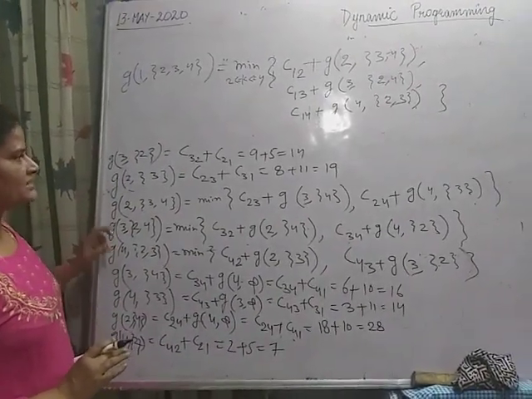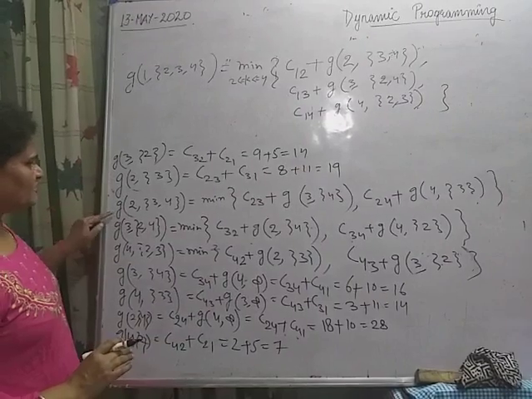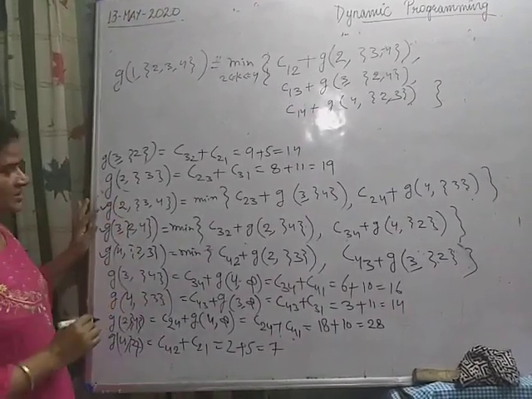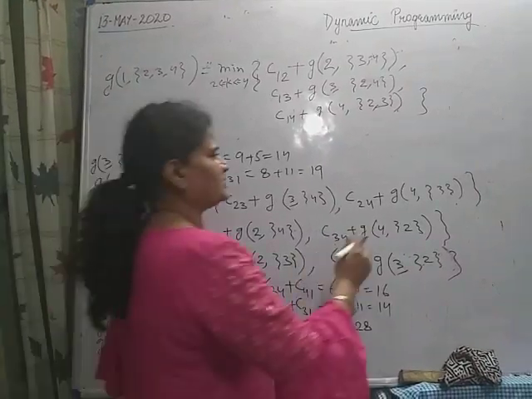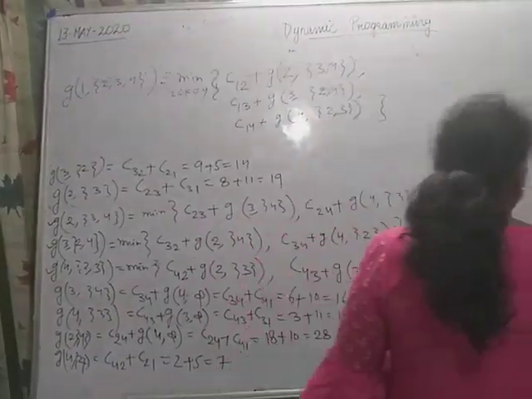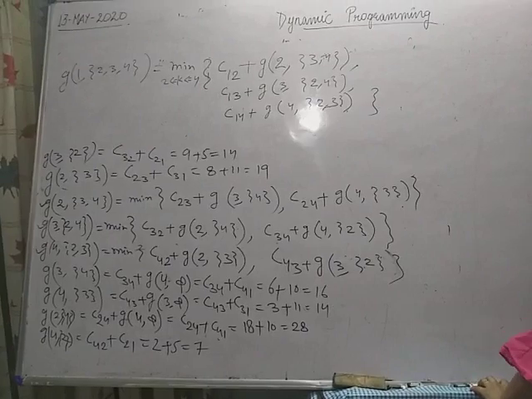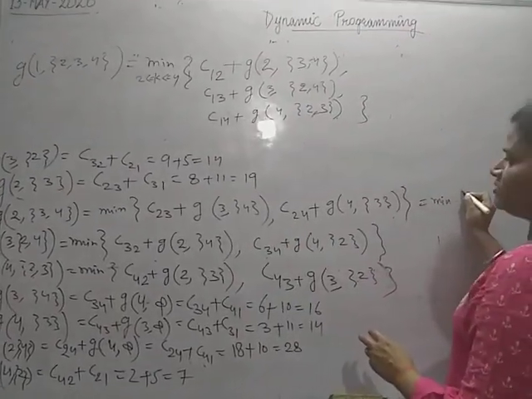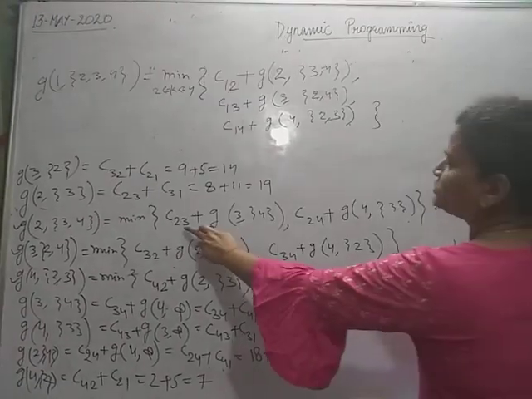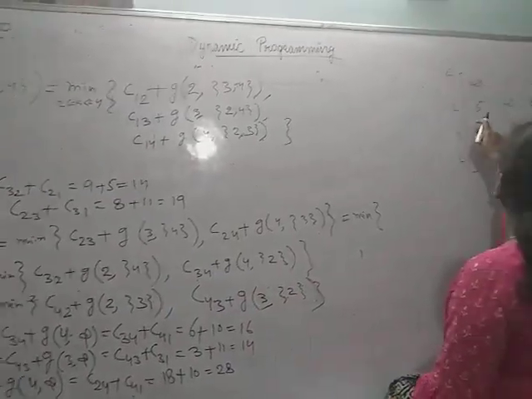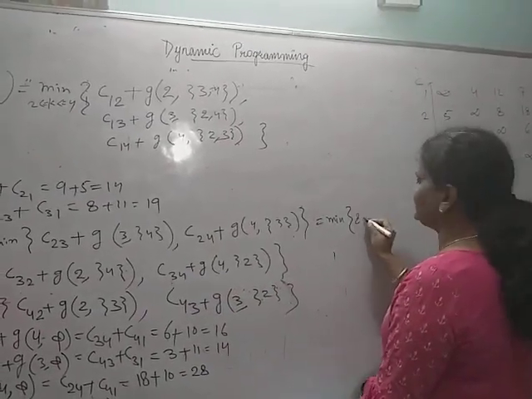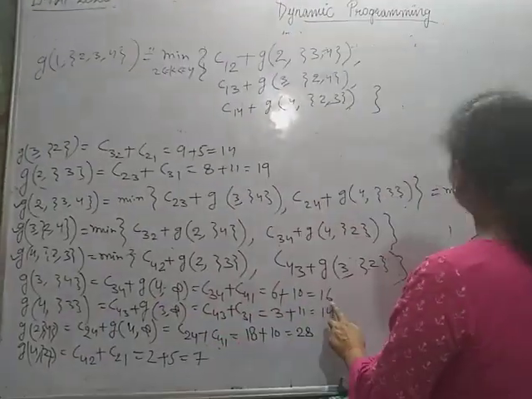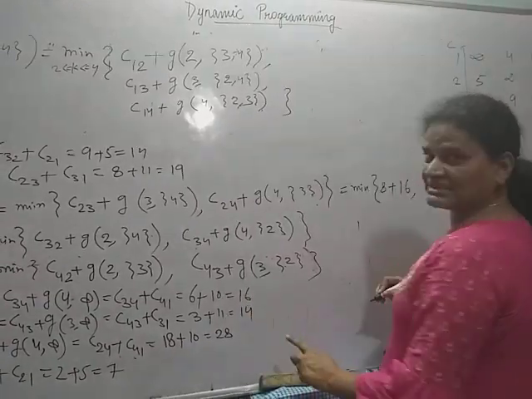And now this here, this one. So we put these values in here to compute G234. Now G234, I will get minimum of what? C23 is 8. 8 plus G34. देखो G34 की वैल्यू क्या थी? 16. 8 plus 16. Okay.